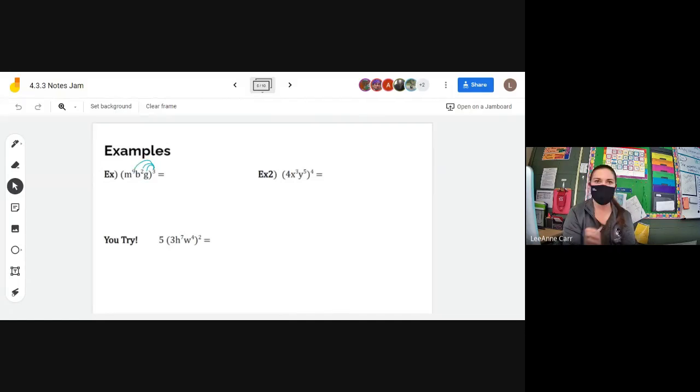Now, right now, it looks like G doesn't have an exponent. But it does. What would G's exponent be here? You guys all know? Yeah, Sophia. 1. Good. And my virtual people got it. Yeah, there's a little invisible exponent of 1 here. So when I multiply that 3 to everything, we're going to do m to the 9 times 3, which gives us 27. B to the 2 times 3, which gives us 6. And G to the 1 times 3, which gives us 3. Boom. We got it. Easy.